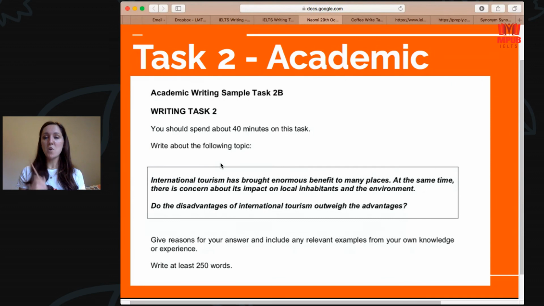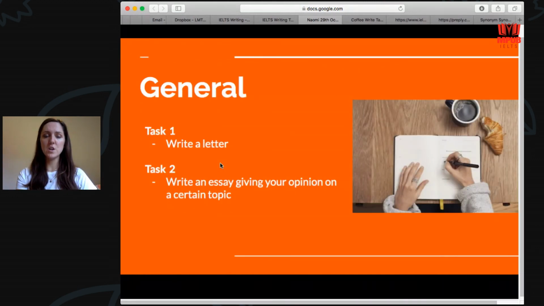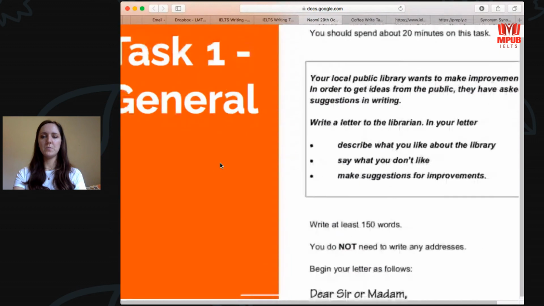I'm not going to go into much detail. I'm just going to show you the two other examples on the general IELTS before we finish. So, the general IELTS first task is writing the letter. Let's look at this example.